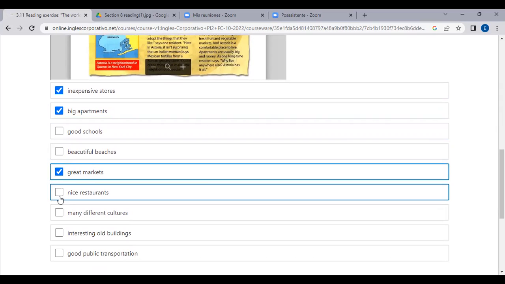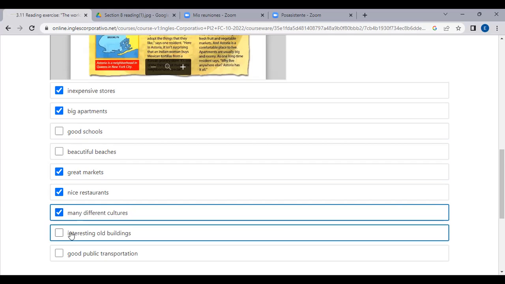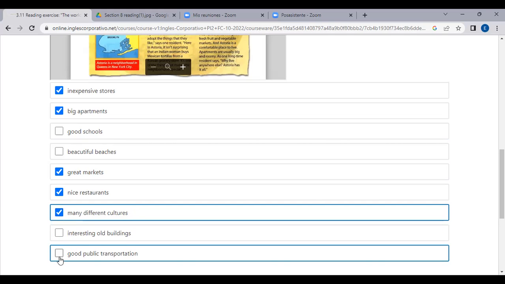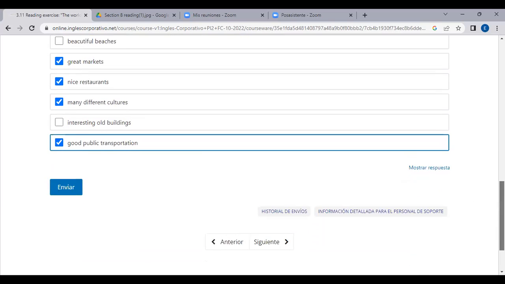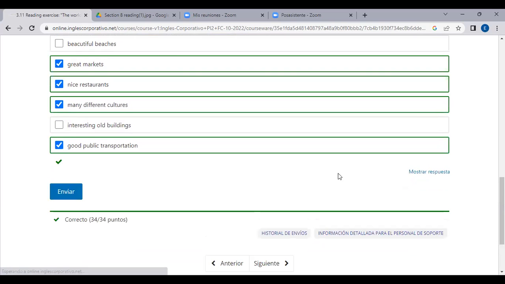Okay. Let's see. Nice restaurants. Are there nice restaurants? Many different cultures. Are there many different cultures? Interesting old buildings. Are there? No. Then we don't choose this. Good public transportation. Is there good public transportation? Yes, there is. So we have this answer, the sticker. All of them are correct.